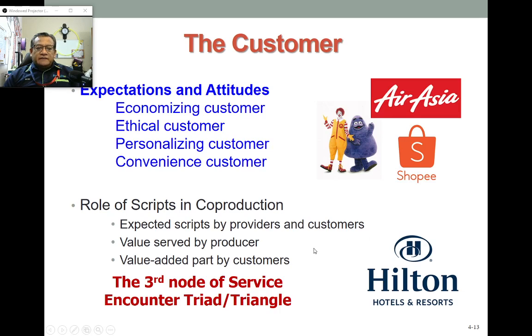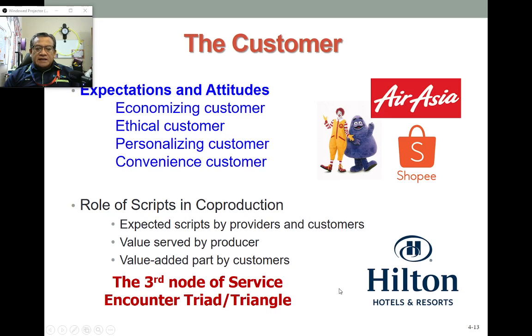Since both service provider and customer are necessary in order to execute the service delivery, the producer serves a real value to the customer, and the customer adds value back to the service provider as far as the service loop is concerned. So that is the service loop, which is scripted by the service provider, and later the customer replies back with their own normal script.